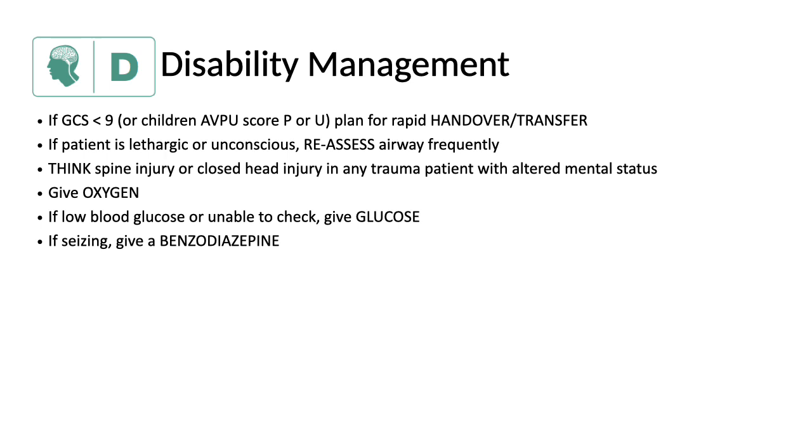Any patient with lethargy, confusion, or unconscious, make sure he has adequate oxygenation and consider giving oxygen to this patient, and make sure they have good perfusion. Any patient with altered mental status, after you secure airway and oxygenation and perfusion, consider head injury or spine injury. Don't forget to treat hypoglycemia and give glucose, and in those with convulsion, you consider giving benzodiazepine.